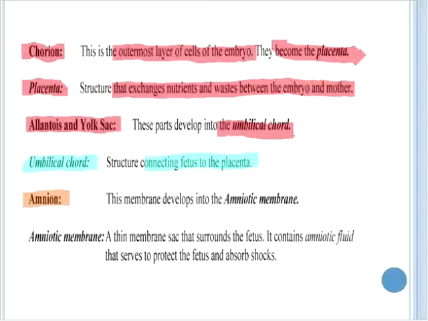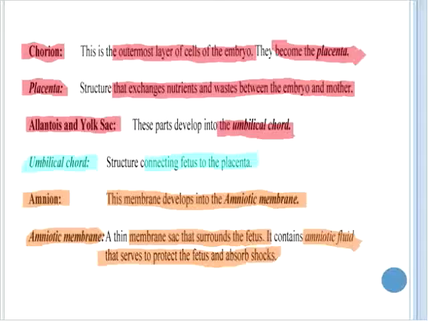And there's the amnion. This membrane will develop into the amniotic membrane. And the embryonic membrane is a thin membrane that surrounds the fetus. It contains amniotic fluid. Amniotic fluid serves to protect the fetus and absorb shocks.